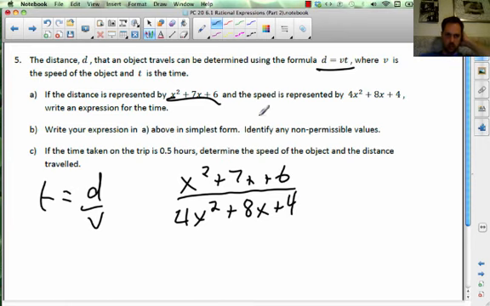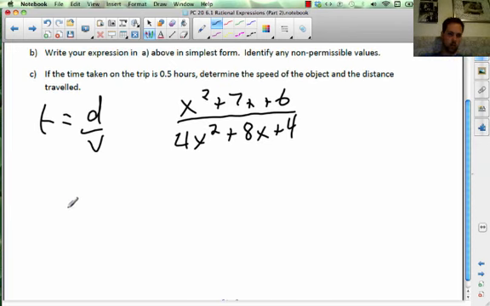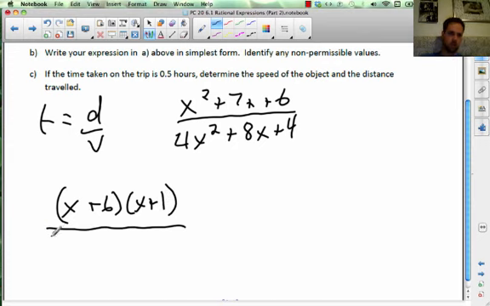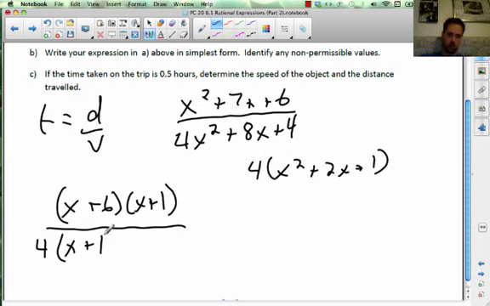Okay. Now, let's write it in simplest form, it says, and include any non-permissible values. So this will be quick. Let's factor the numerator. x plus 6 times x plus 1. Okay. Sum of 7 and product of 6. And then denominator, take out a factor of 4, and we're left with x squared plus 2x plus 1. Okay, so this will be x plus 1 times x plus 1.